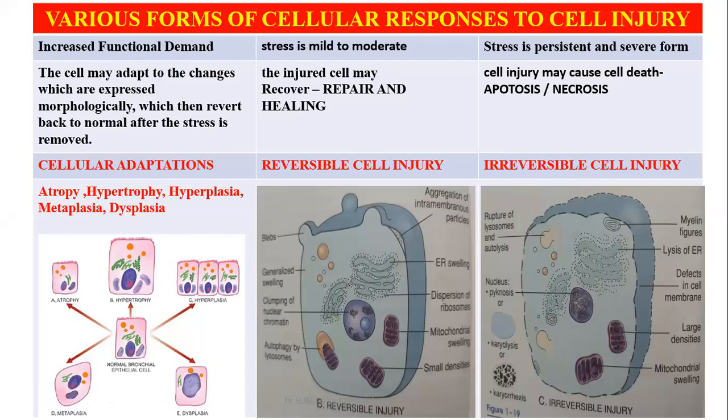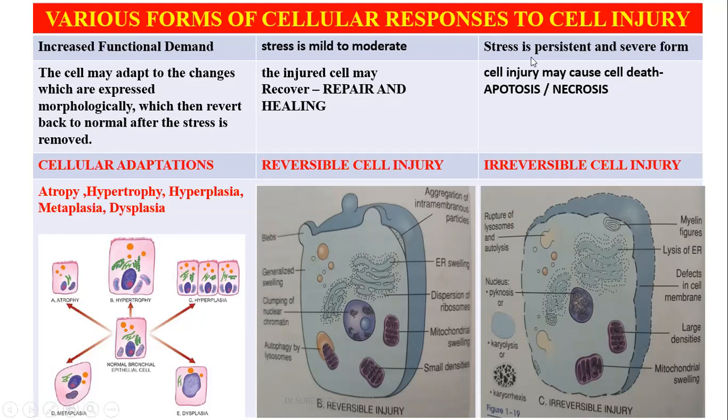In the picture, you can see aggregation of the intramembranous particles, endoplasmic reticular swelling, dispersion of the ribosomes, mitochondrial swelling, small densities arising, then autophagy by lysosomes, clumping of nuclear chromatin, generalized swelling, and blebs. These are the events which happen in reversible cell injury.